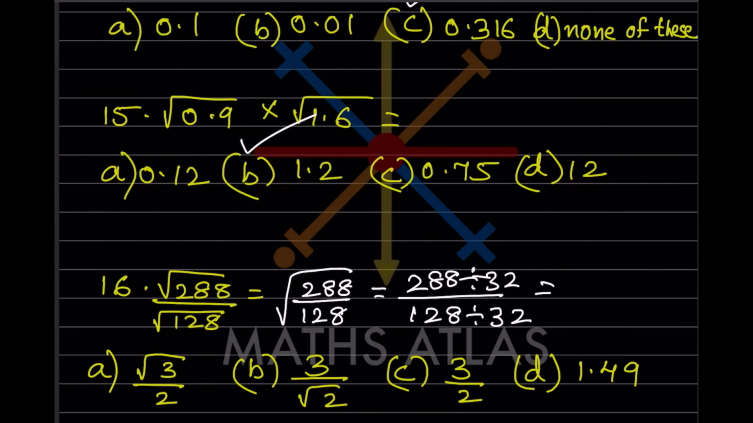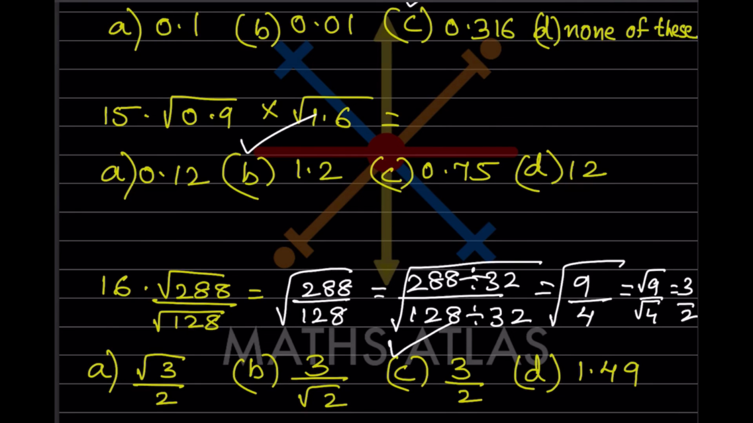So I have shown you the previous problems, how to find out the HCF. So now this is going to be 9, and this is going to be in the root, sorry, and this is going to be 9, and here 4. So this is going to be, now this will be root of 9 divided by root of 4. So this is going to be 3 by 2. So the option is C1.